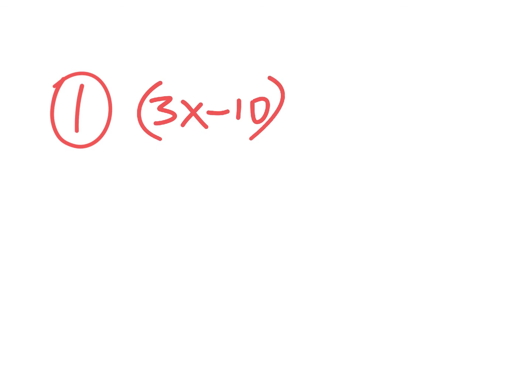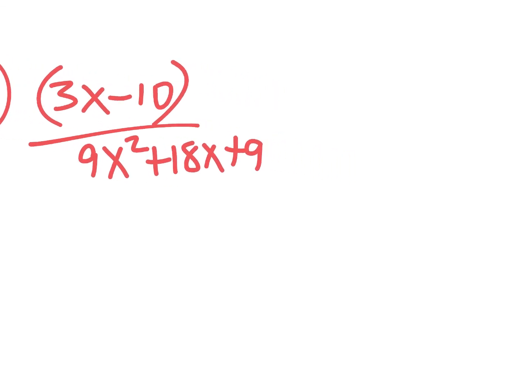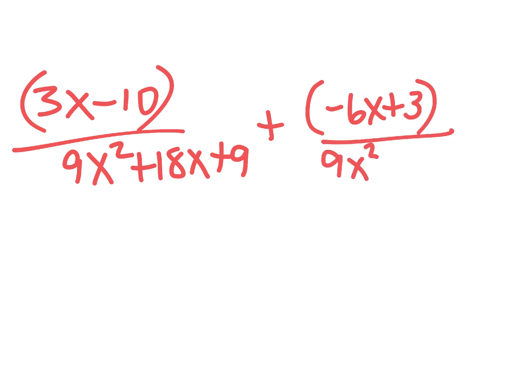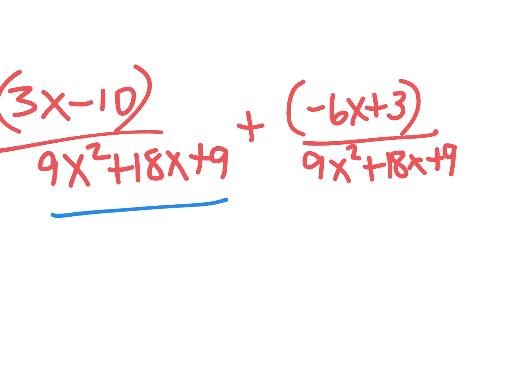All right, so would you tell me the first one, Truckee? What's the first problem? 3x minus 10 in parentheses, and then over 9x squared plus 18x plus 9. And then it's plus, in parentheses, negative 6x plus 3. And then it's the same denominator. At least it's got a common denominator. I was like, good Lord, this problem's impossible. That'd be a terrible first problem, I was thinking to myself. And then when you said the denominators are the same, that makes it easy.